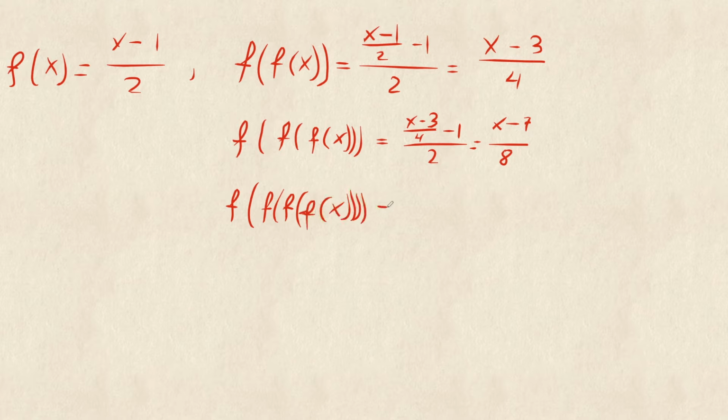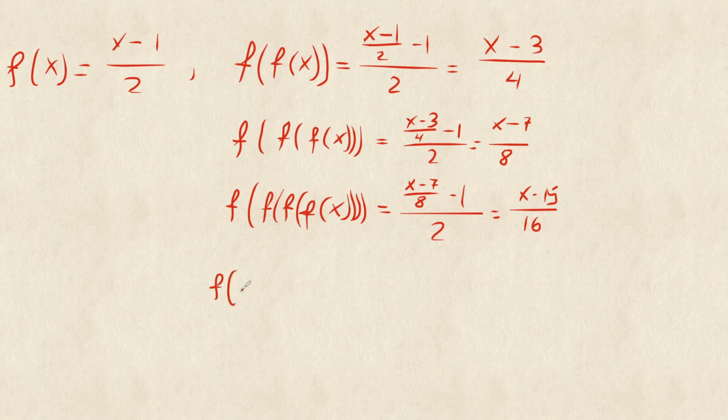Now let's repeat it one more time. So we take this expression and plug it into f(x). So we have (x - 7)/8 minus 1, over 2. And again, if we simplify this expression, we'll get (x - 15)/16. So this is for n equals 4.